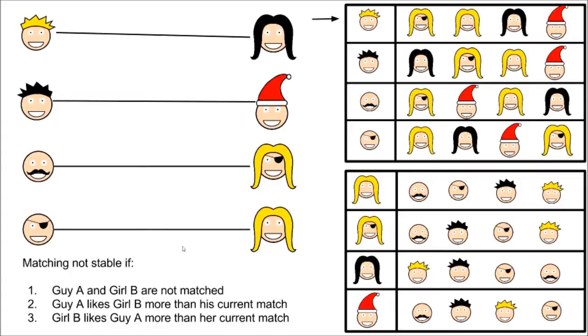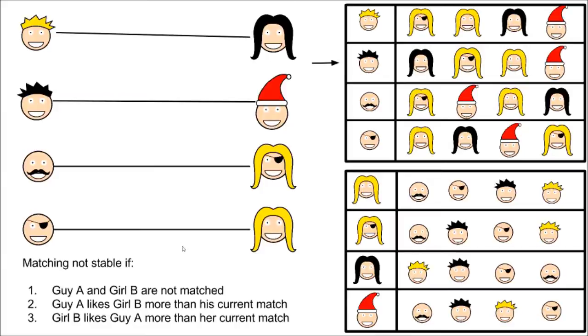As for black-haired guy, he prefers anybody else over his current match, but the blonde girl prefers her match over him, and the girl with the eye patch prefers her current match over him, and the black-haired girl prefers her match of the blonde guy over him. So he's, although not very happy with it, in a stable relationship.